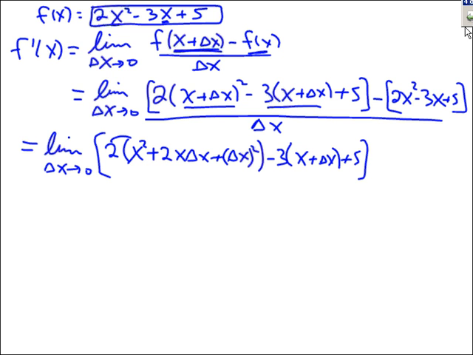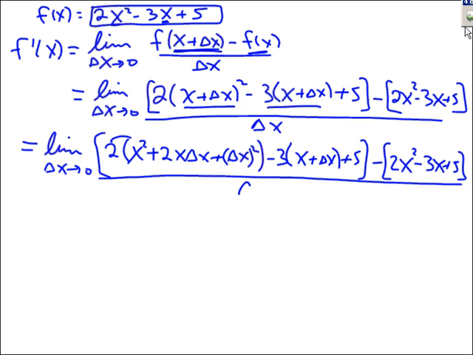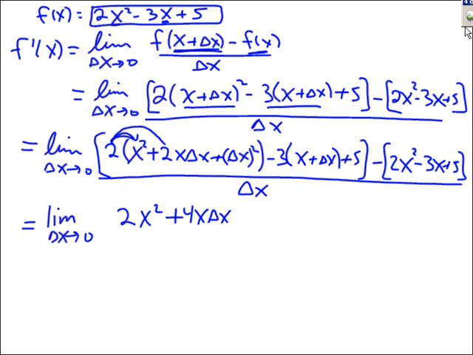This minus f of x, 2x squared minus 3x plus 5. And all of this is over delta x. This is equal to the limit as delta x goes to 0 of 2x squared plus 4x delta x plus, because it says plus 2 times delta x squared, minus 3x minus 3 delta x plus 5.